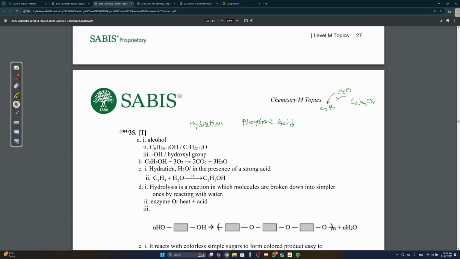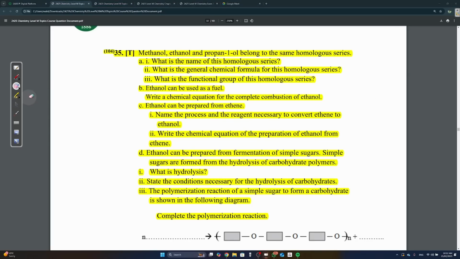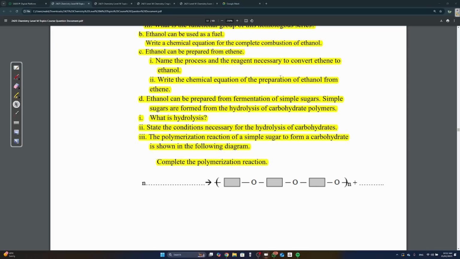Hydration in the presence of a strong acid. Say phosphoric acid, that will be definitely correct. Write the chemical equation of the preparation of ethanol from ethene. Same thing: C2H4, we're adding water to it.